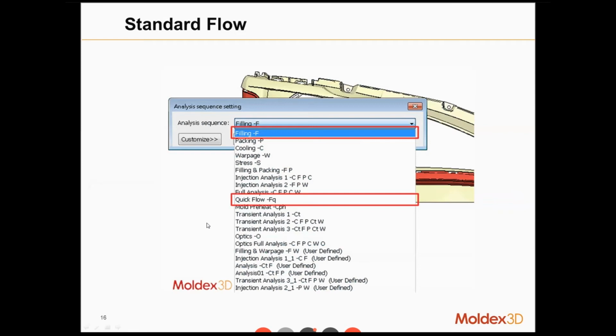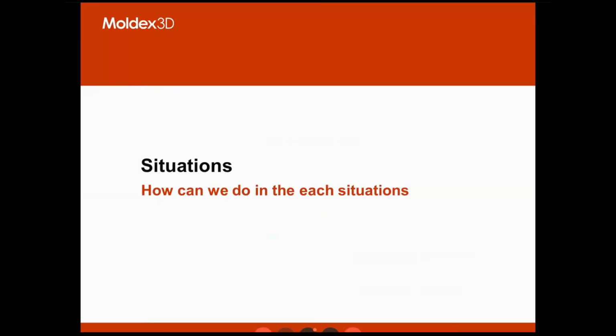Okay, after we do the quick flow, since we made many assumptions in the quick flow, we will always suggest running the standard flow to do the final check, as long as we choose the suitable gate design from the quick flow. Okay.